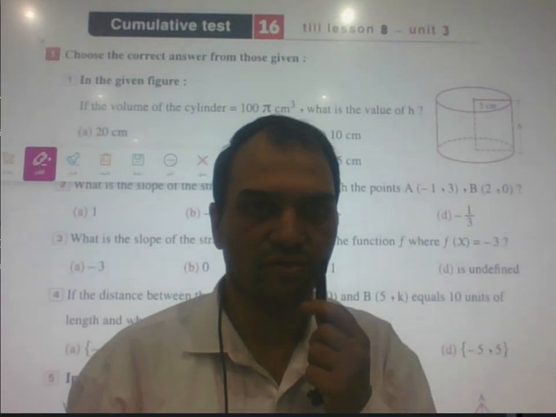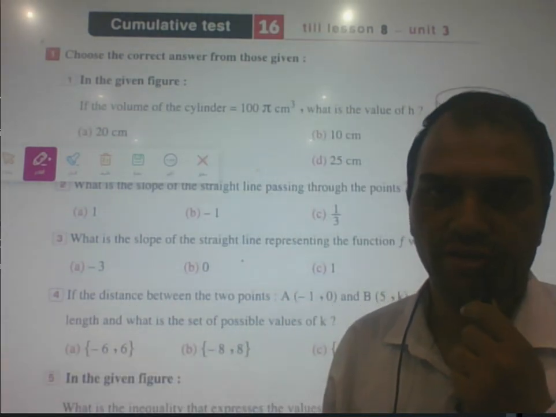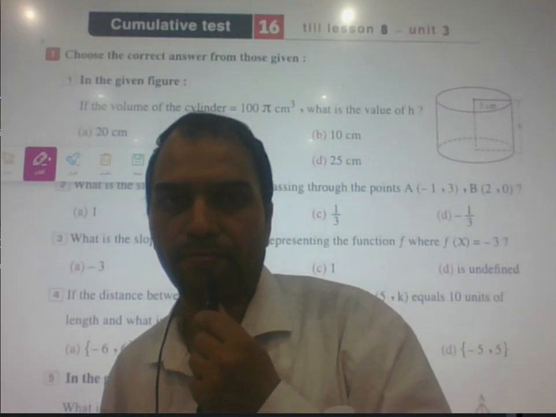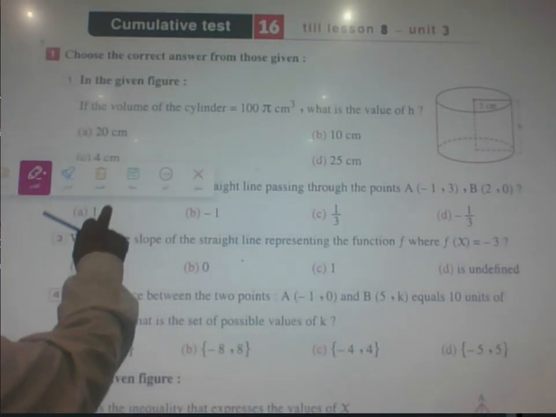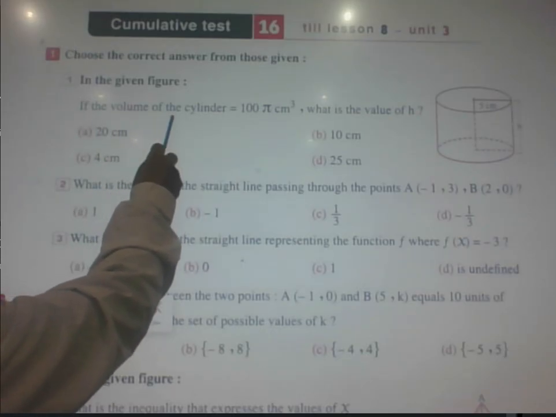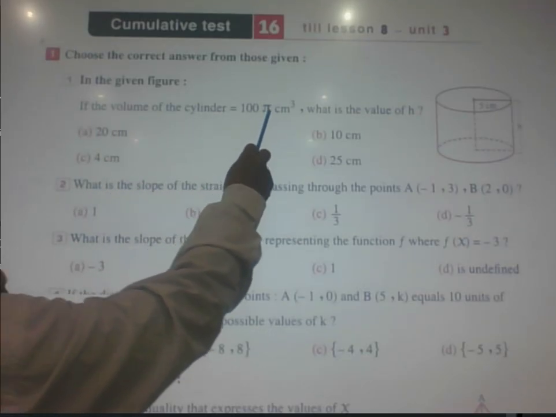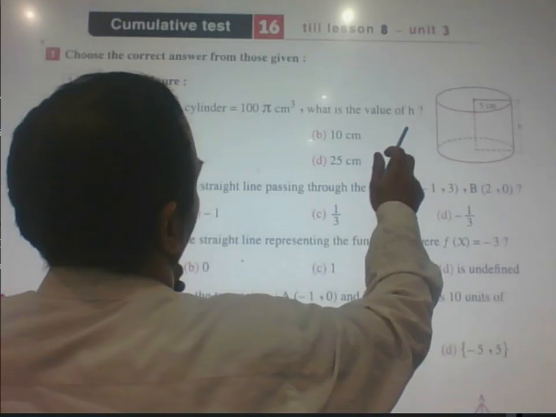Group 2. Today we'll explain from the Al-Moasser book, Cumulative Test number 16, lesson 8, unit 3. First question, number 1. In the given figure, the volume of the cylinder is 100π cubic centimeters. What is the value of the height?